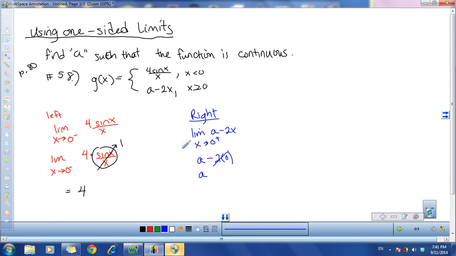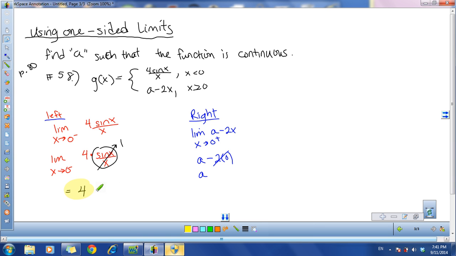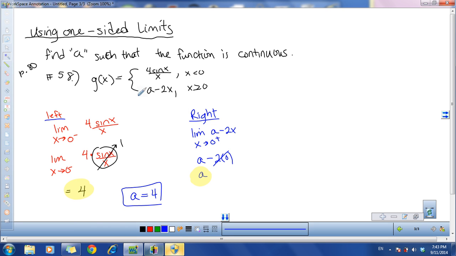And then after I'm done evaluating both my left and my right limits, the last step that I have to do is equate the two answers that I get. So set them equal to each other. a equals 4, and that is my answer. So the constant would need to be equal to 4 so that my function makes a continuous line.